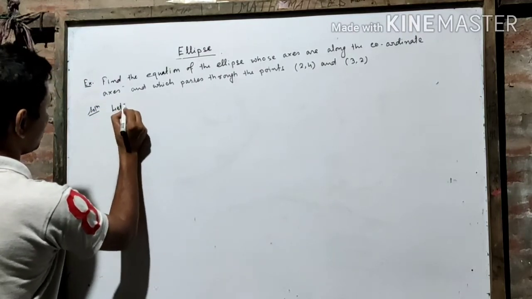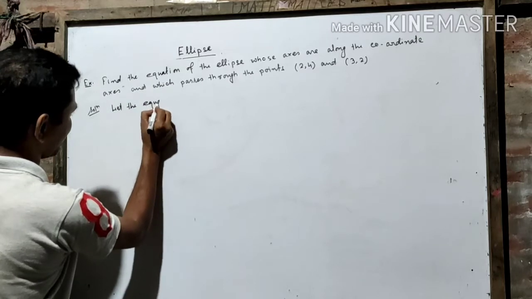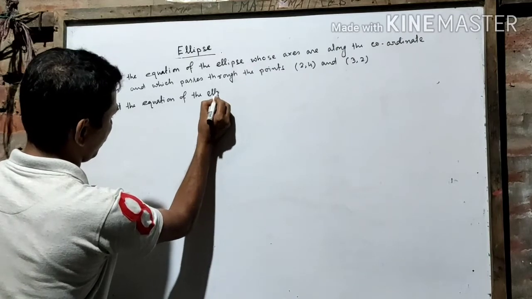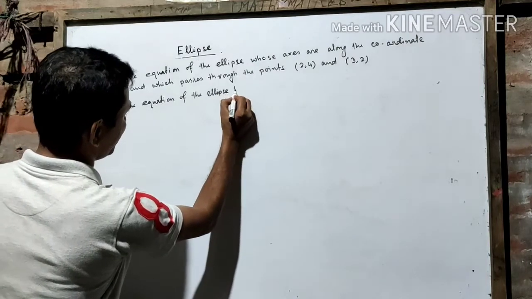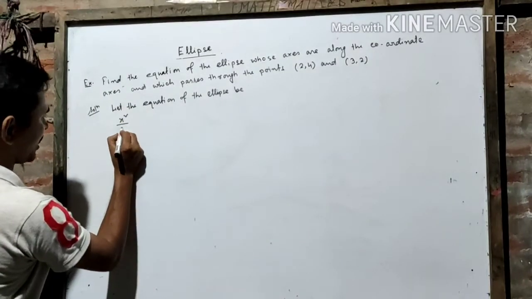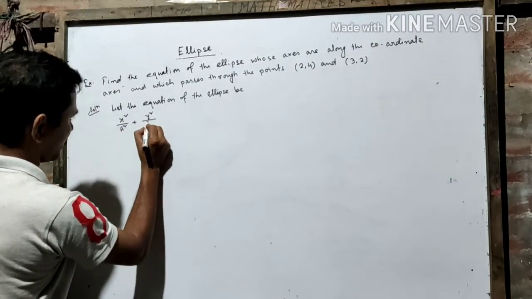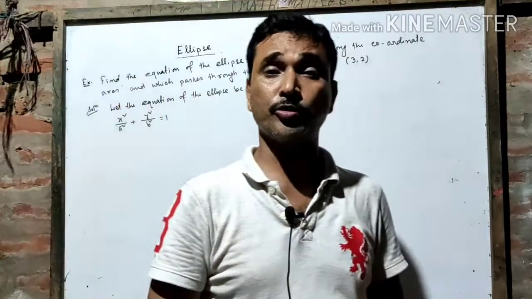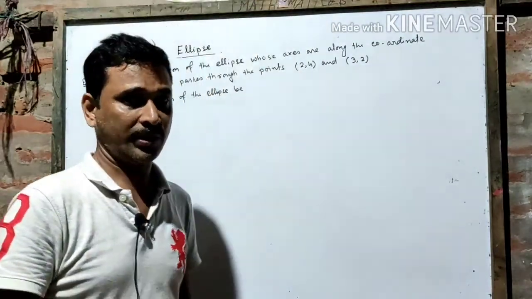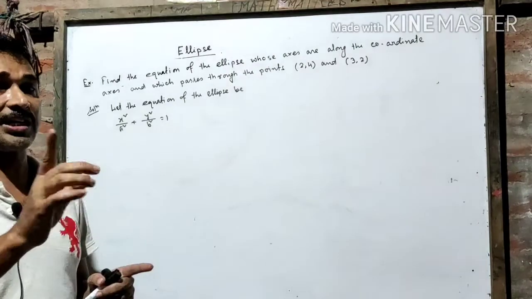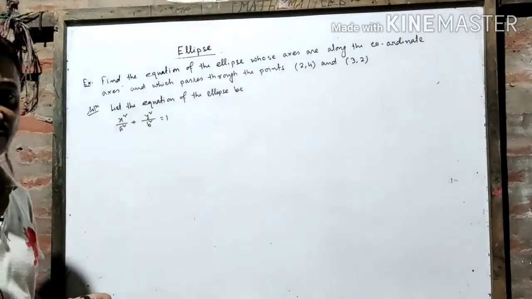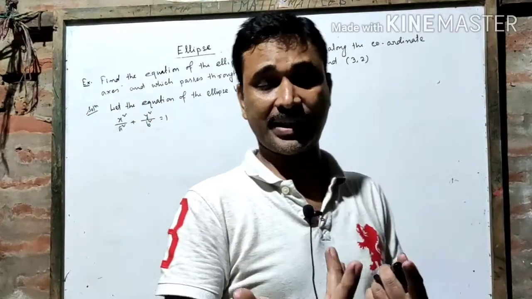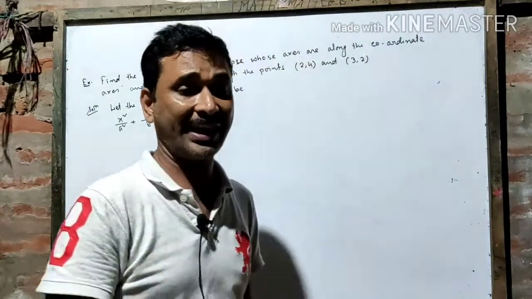Let the equation of the ellipse be x square by a square plus y square by b square is equal to 1. But don't write here a greater than b, because you don't know which axis is the major axis. Okay, so be careful of this mistake. Don't write here a greater than b, because we don't know which axis is the major axis. We will just write x square by a square plus y square by b square is equal to 1, where either a may be greater than b or b may be greater than a. It will be decided later on.